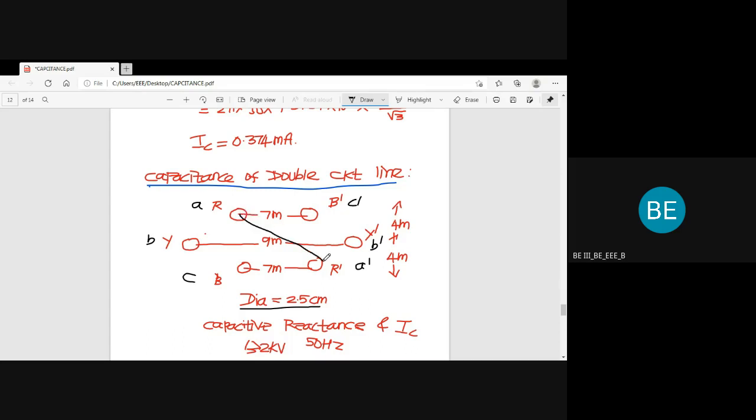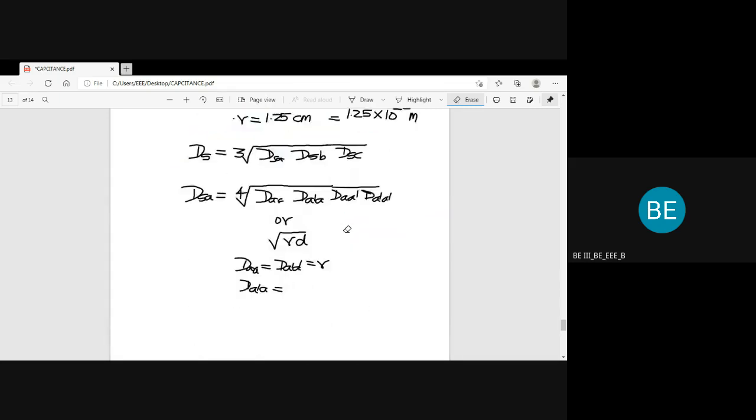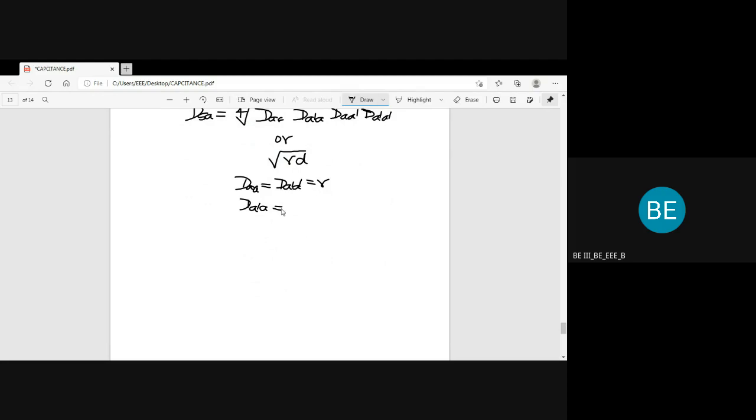So what is the formula? We know it is the square root of this distance squared plus this distance squared. Here we can see 7 and 8, so it is the square root of 7 squared plus 8 squared. If you compute it, it will be 10.63 meter. Right. Once we have found this, we know all the values.